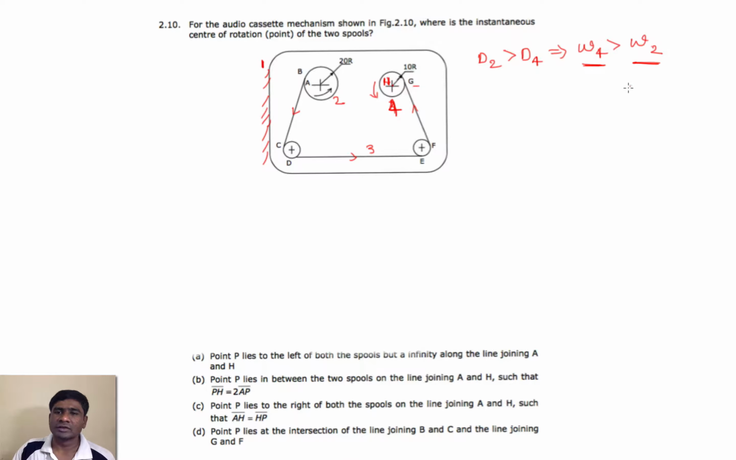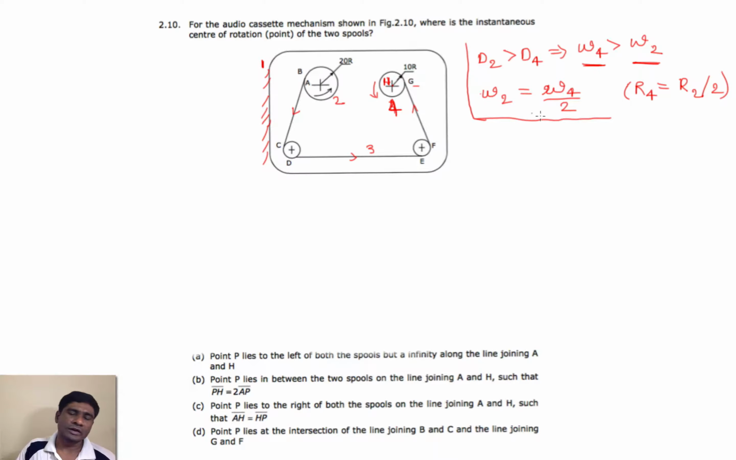But here it's given that R4 equals R2 by 2. That means we can establish that omega 2, the angular velocity of spool 2, is half of the angular velocity of spool 4. So this is the conclusion we can derive so far.